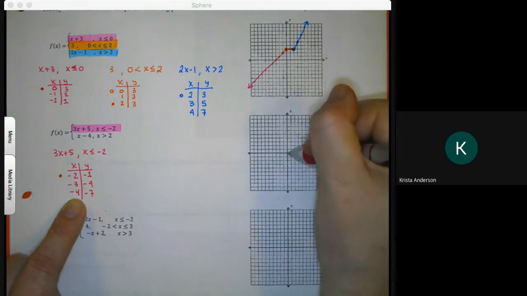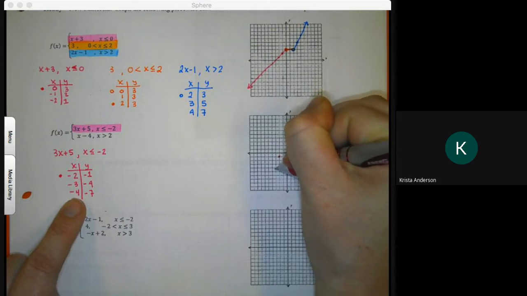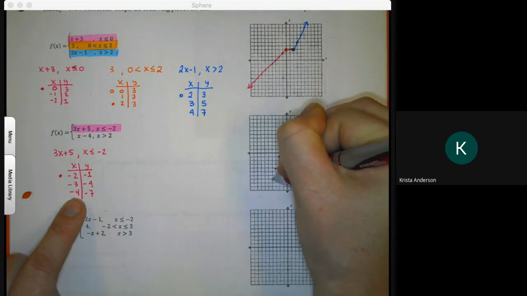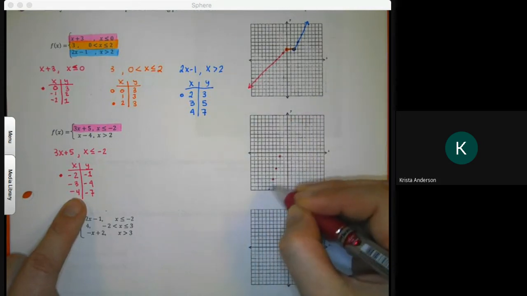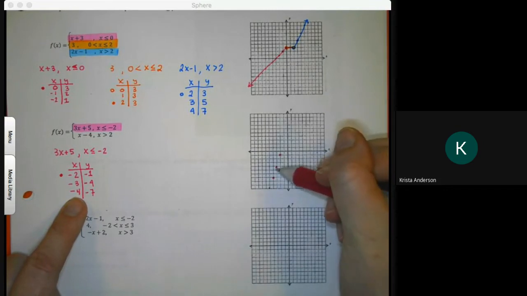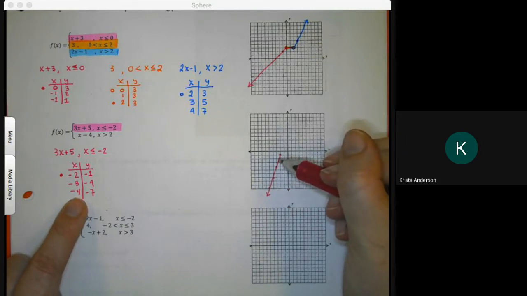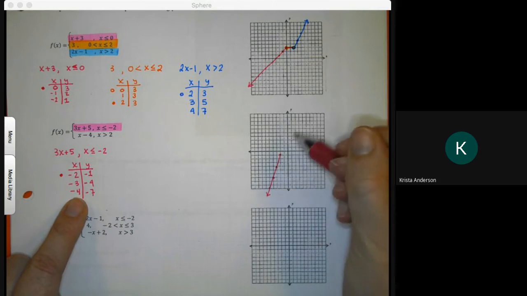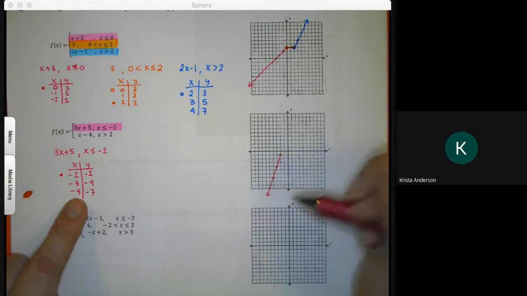I graph it. -2 down 1. Then down 4. Then down 7. You'll notice it's going down by 3s. And I only go down. I'm not going to fill in up top. I just go from -2, -3 to -4. And I continue it.